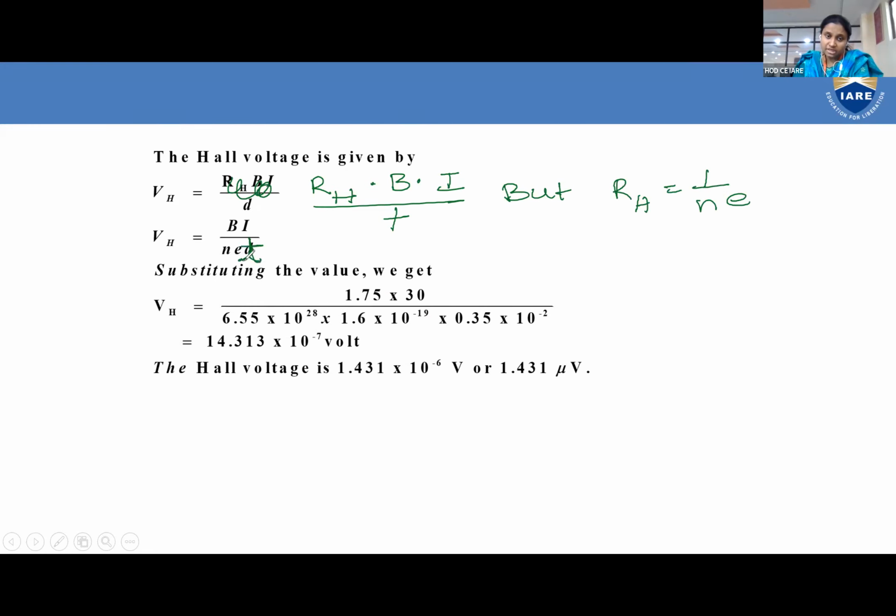This is T, not D. It should be T. T is thickness. So in place of RH, I have to substitute 1 by NE. If I substitute 1 by NE, what is our modified formula for Hall voltage? It is B into I divided by N into E into T. B is magnetic field, 1.75. I is current, 30.